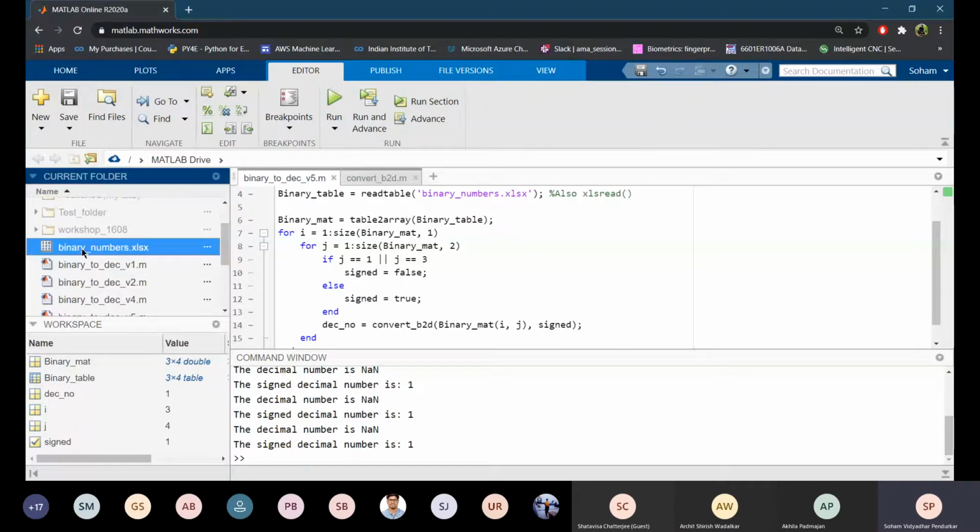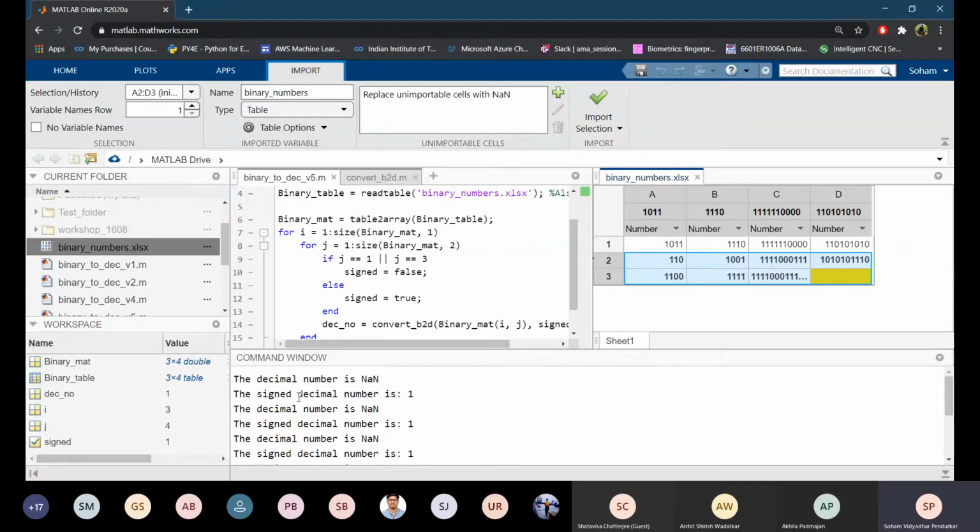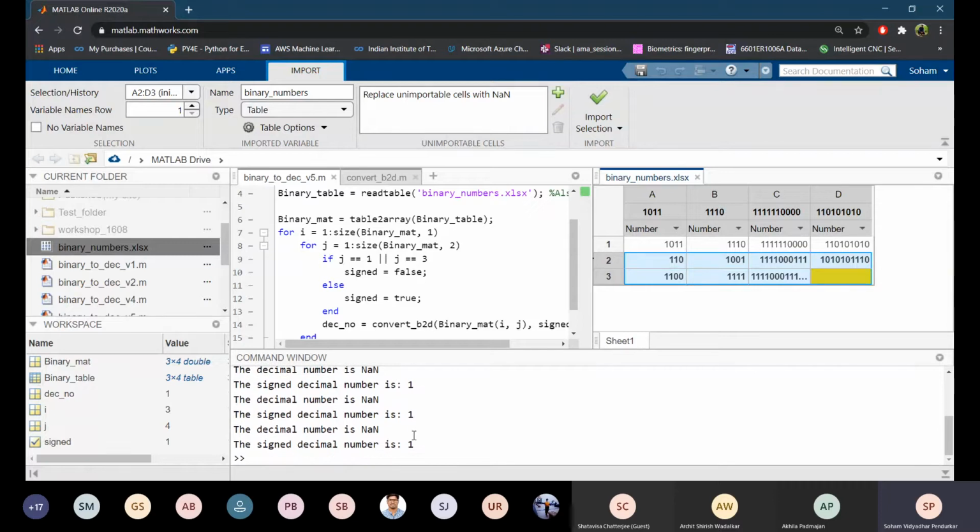Binary numbers.xlsx. Yeah, so see, this is the file, with columns A, B, C, D and so on. The decimal number is NaN, not a number. That means it is not detecting a number there, so we need to see where it fails to detect a number. The total number of times this iteration was run is 1, 2, 3, 4, 5, and 6 times. But why is this NaN?